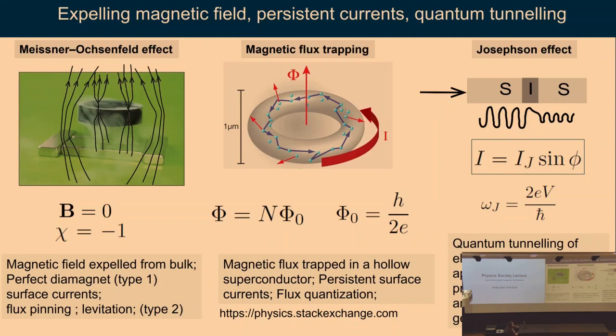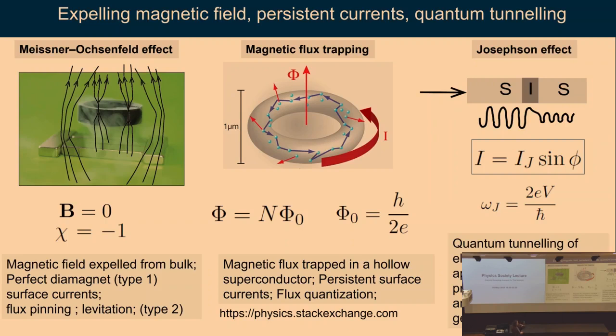Another interesting aspect about superconductors is that if you have a ring or a hollow superconductor and you cool this down in a magnetic field, you can trap magnetic flux. And as a result, you create persistent currents in a loop. And interestingly, those types of fluxes are quantized. So you can use such a system, a ring, to count the number of flux quanta in the material. So they are used as very sensitive devices.